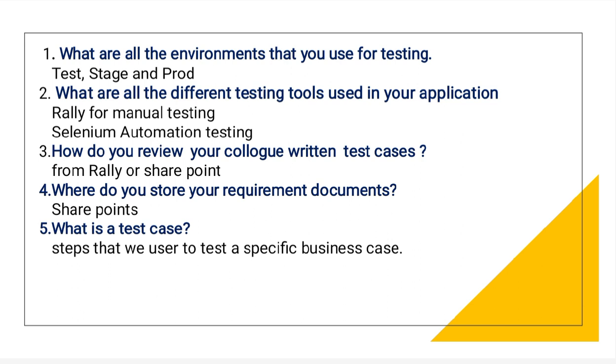The dev environment is used by the developers to deploy their code and to do the unit testing. The test environment is where the actual testing team will run their testing. The stage environment is a higher environment. In some applications, the stage environment is a replica of the prod environment, so stage and prod will both have replicas of data. This is how we can explain the different environments.